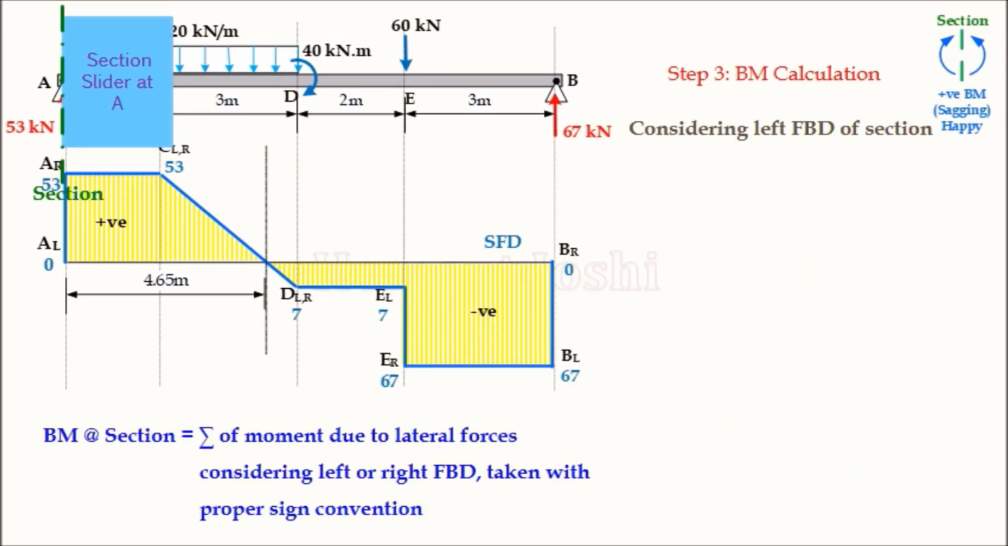Okay. First point is A. Bending moment at A, exactly at A. Observe the left part, there is empty space. So bending moment at A is 0.